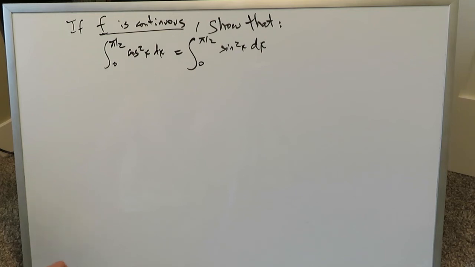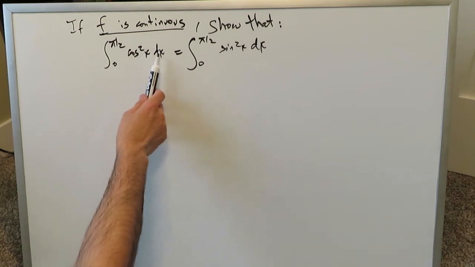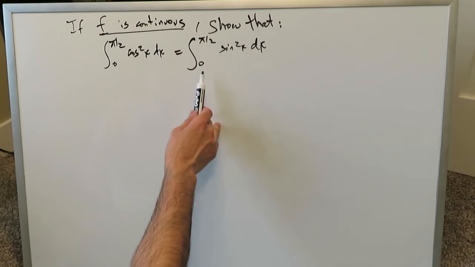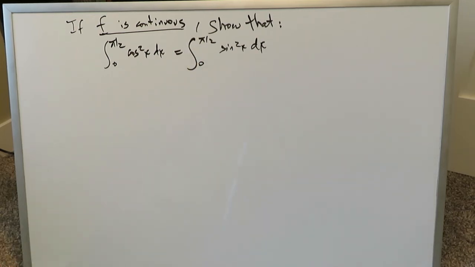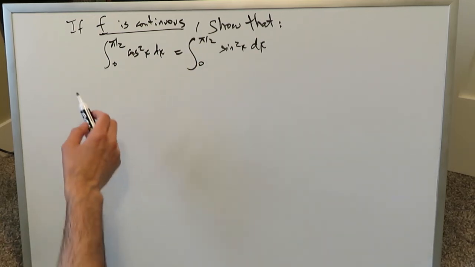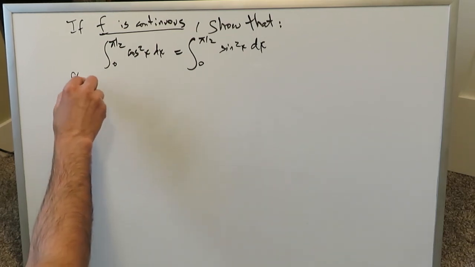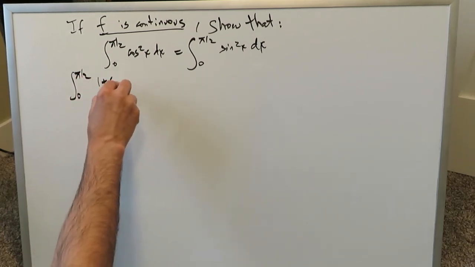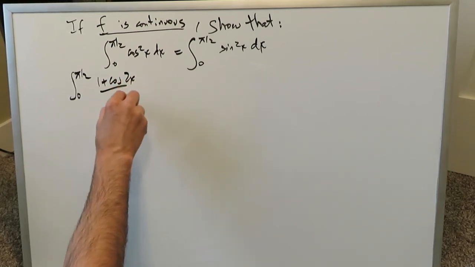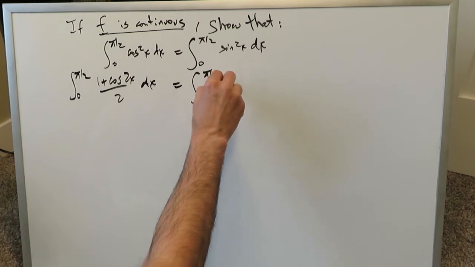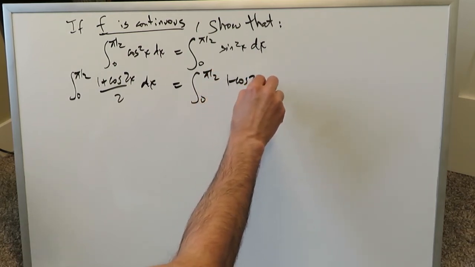This right here is the last question for this video, a conceptual question. If a function is continuous, we have to show that the integral of cosine square x dx from the interval 0 to 90 is equal to the integral of sine square x dx from 0 to 90. You have to think about the power reducing formula, or as some people call it, the half angle formula. From 0 to pi over 2, you have 1 plus cosine 2x over 2 dx is equal to the integral from 0 to pi over 2 of 1 minus cosine 2x over 2 dx.